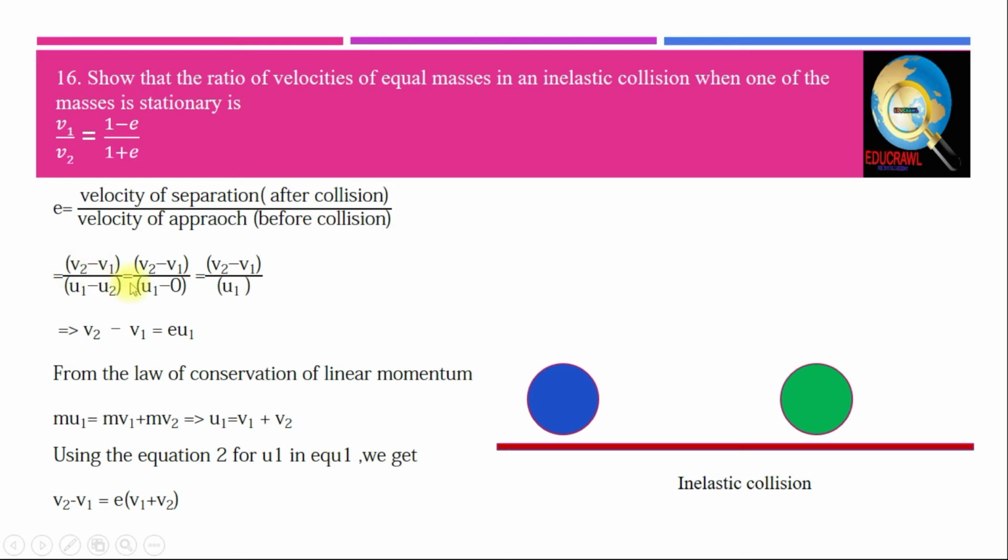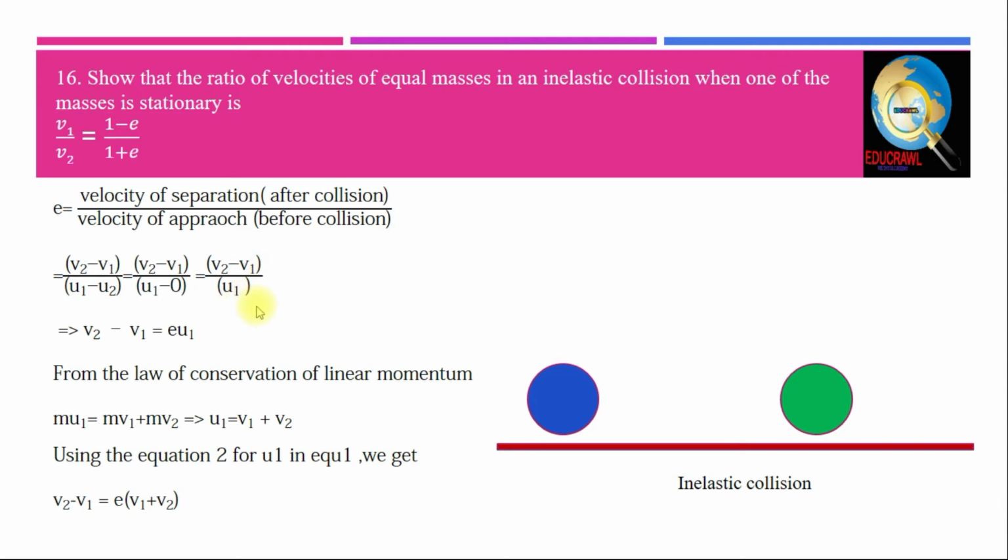Here the first object is at rest. So u2 is substituted as 0. So e is equal to V2 minus V1 divided by u1. This is the value of e. u1 is in the denominator, so take u1 along with e. So we have V2 minus V1 is equal to e into u1.